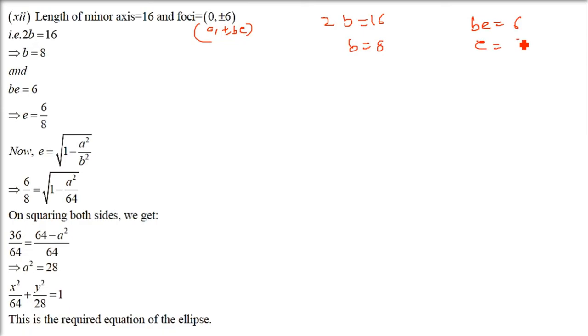So what do you get? e is 3 by 4. So e is under root 1 minus a square by b square. The formula has changed. See, the foci are on the y-axis, so it would be e equals under root 1 minus a square by b square. This you have to keep in your mind. The solution is not very important; the solution I have already given you. The main thing is the concept. Whenever you are dealing with foci on the y-axis, you're going to change e. It will not be 1 minus b square by a square. Now you can always find a square and then put it in the equation.